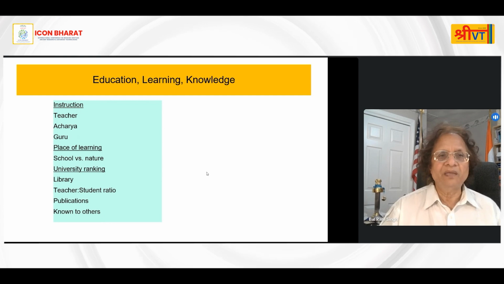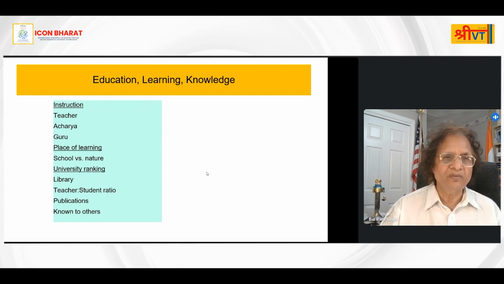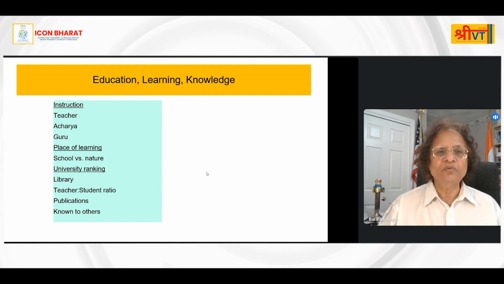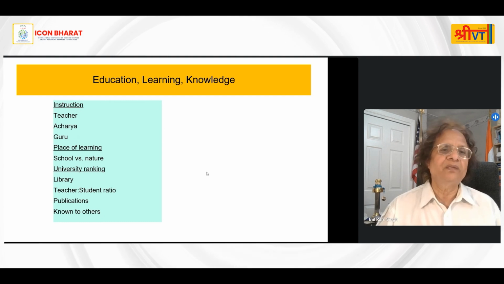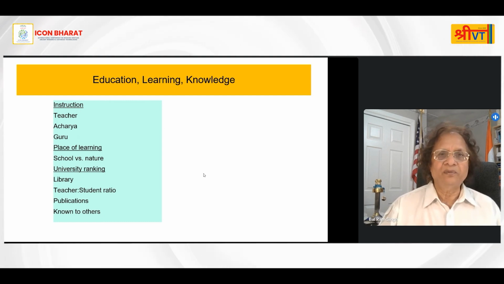University ranking: you have library, teacher-student ratio, publications, being known to others. These are the criteria by which people rank universities. But your students' performance is the real criterion for the Indian system, where the guru used to be known through their students.